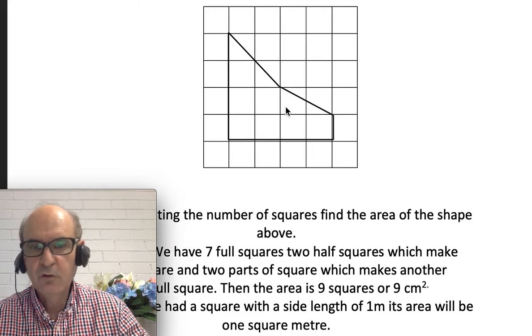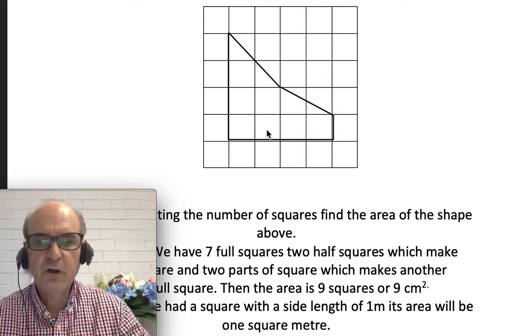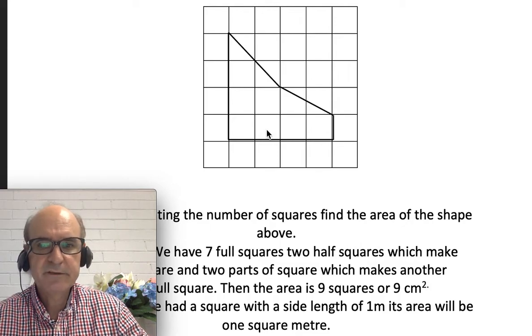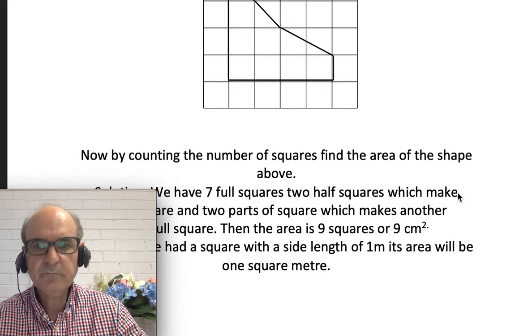So all together, we are going to have 7 full squares plus these 2 halves, which make 1, 8, and these 2, which make another one, 9. So the area of this shape is 9 square centimeters.